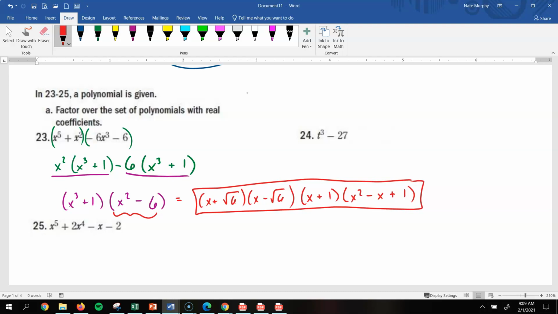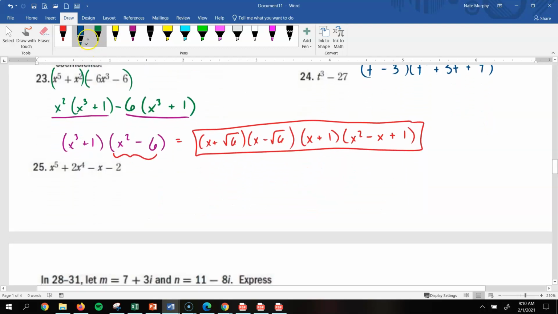Let's look at 24. So 24 is a little easier. That's just a difference of two cubes. And you would cube t to get t cubed, and you'd cube 3 to get 27. So this would factor down to be t minus 3 times t squared, and we multiply those two together, so it'd be opposite sign and then always positive, so it'd be plus 3t. And then always positive, so plus, now we square the 3. 3 squared would just be 9. And that can't factor any further, so that would be your final answer for 24.